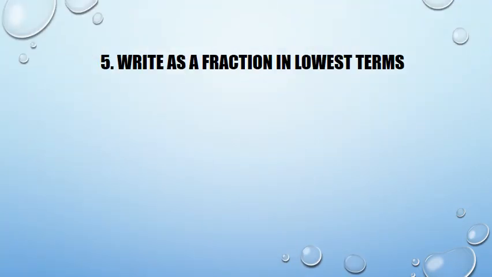Now let's come to question number 5, which is write as a fraction in lowest terms. Let us do the A part of this question, 6.25%. So we have to write this percent as a fraction in lowest terms. First of all, 6.25% is equal to 625 upon 100%, which is equal to 625 upon 100 divided by 100. Percent means out of 100, means divided by 100.